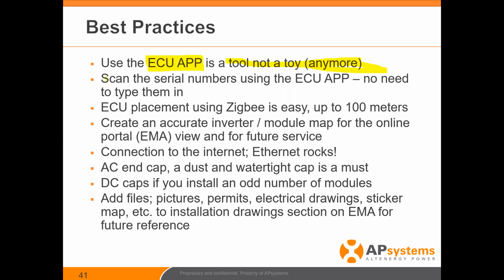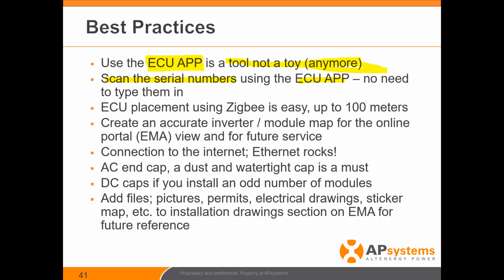Can't emphasize enough, scan the serial numbers. Inside the ECU app, we give you the ability to use the camera on your phones, both iOS and Android. It's amazing. Click, click, click, zoom, zoom, zoom. And the nice thing about it, it won't let you scan the serial numbers twice. So if you think you missed one, you can go back over your entire map and do it.